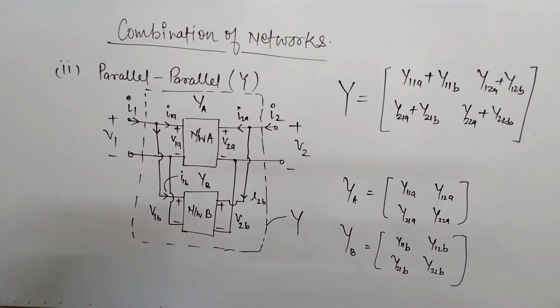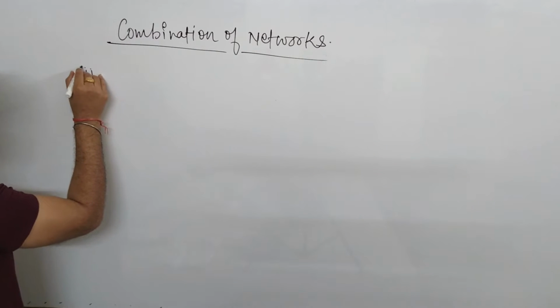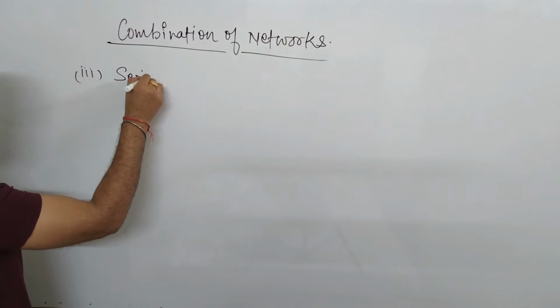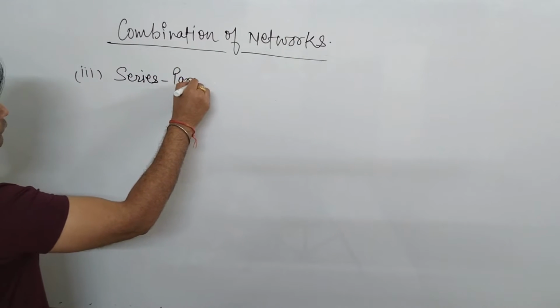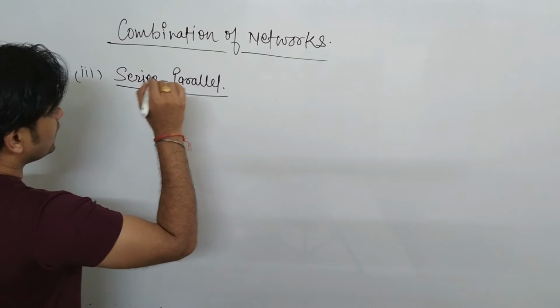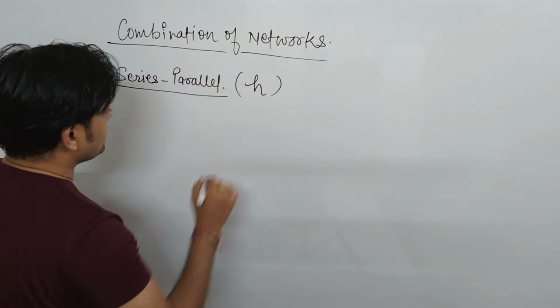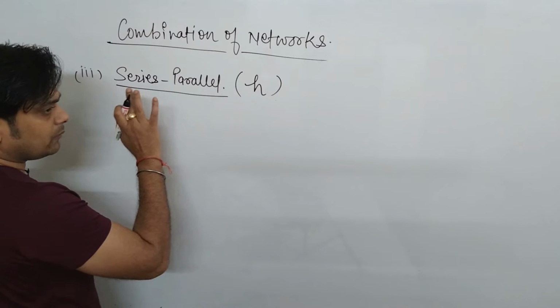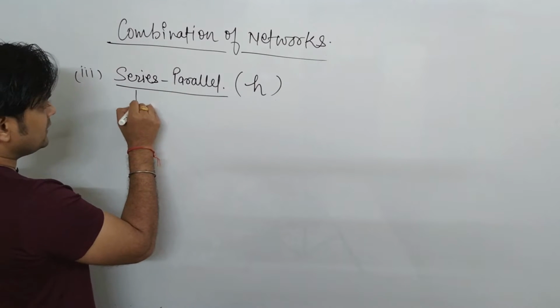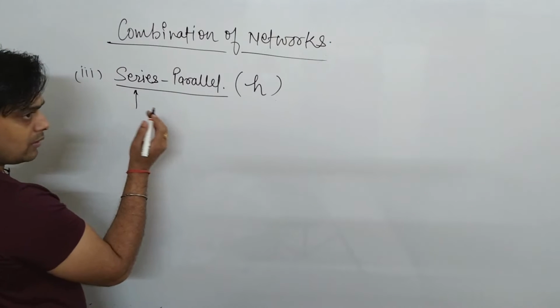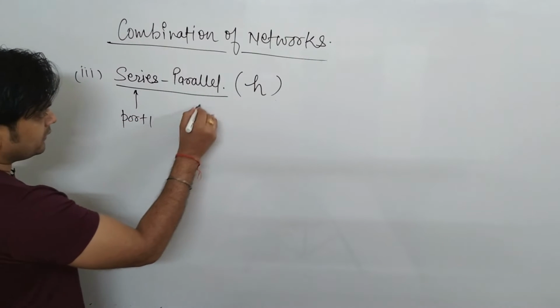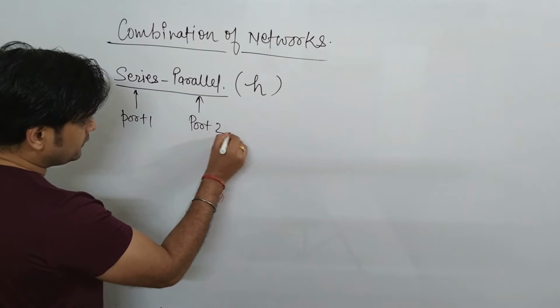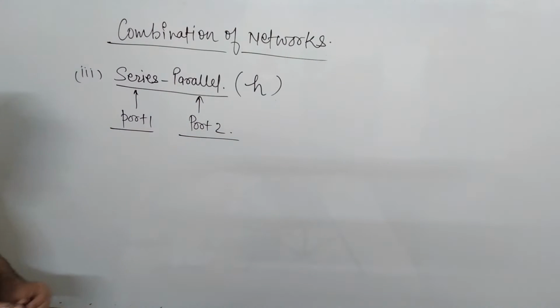Next we will see when networks are connected in series parallel form. Now next is the third one, series parallel. And as I mentioned here, we find H parameters. Now just keep in mind, in series parallel, the first side represents port 1 and the second side represents port 2. Very simple. Just keep it in mind and accordingly you have to find.